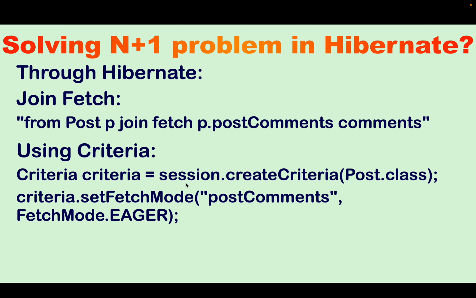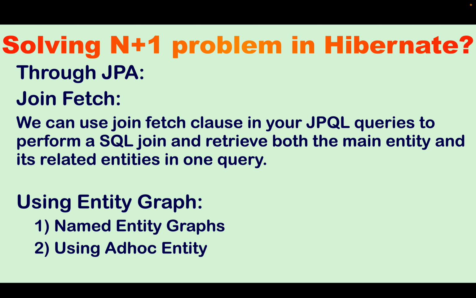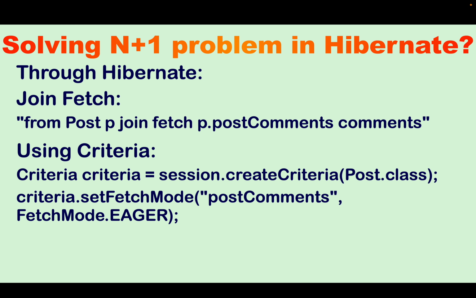So even in Hibernate, we have two approaches. One is through join fetch, and the other is using criteria. The join fetch is very similar to the Spring JPA join fetch. We are going to use the same keyword join fetch in our Hibernate query. Instead of using it in a JPA query, we are going to just use it in the Hibernate query. Just the syntax will be different. So what will we write? From Post p join fetch. Join fetch to which entity? Which is nothing but this p.postComments entity. So it is a straightforward query. It's very similar to that of JPA.